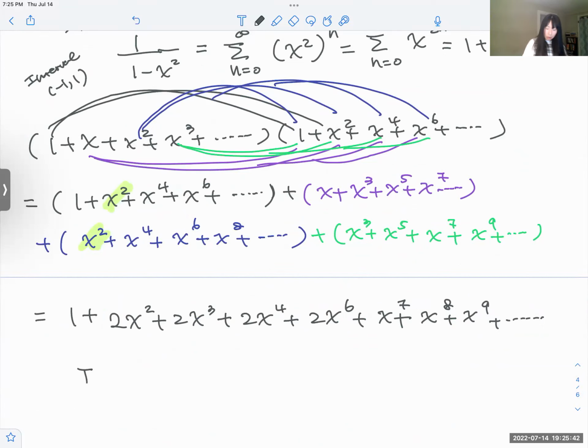So the interval of convergence is between -1 and 1, okay? All right. Differentiating and integrating the power series. So let us do that.